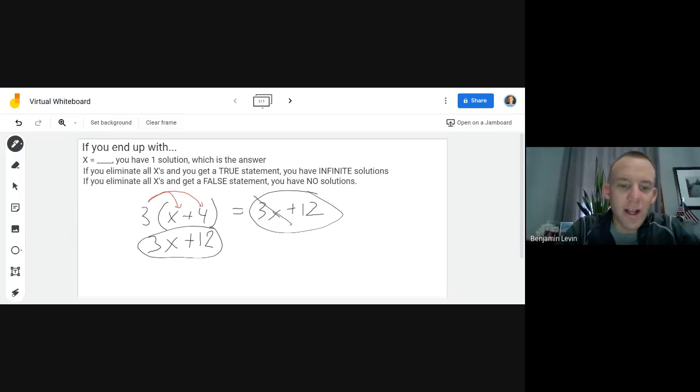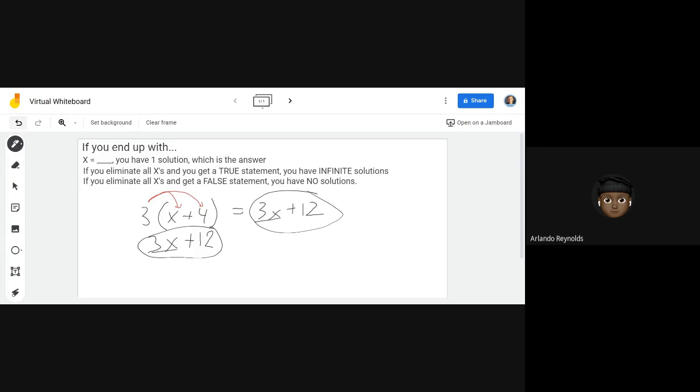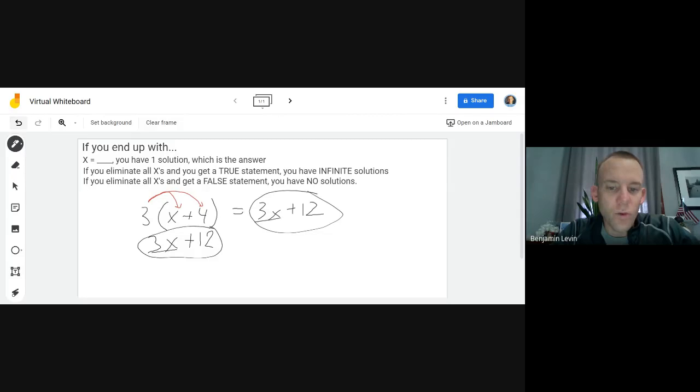We know that the 3x's are going to cancel. If we were to start solving this, the 3x's would get rid of each other because we have the same amount of x's on both sides. So can we solve this? Yes. If we have the same number of x's on both sides, we cannot solve this.